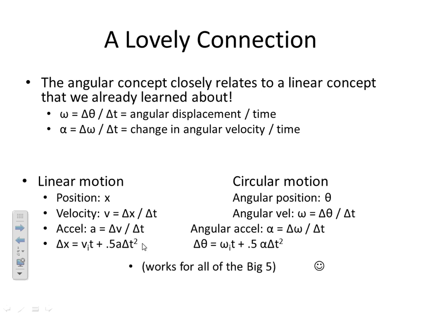In fact, we can use these on all the big 5 equations. Anytime there's a delta x, we just take that out and put in a delta theta. Anytime there's a v initial, we take that out and put in the omega initial. There's an acceleration, we put in alpha. If there's a v final, we take that out and put in the omega final. So that makes it really simple.